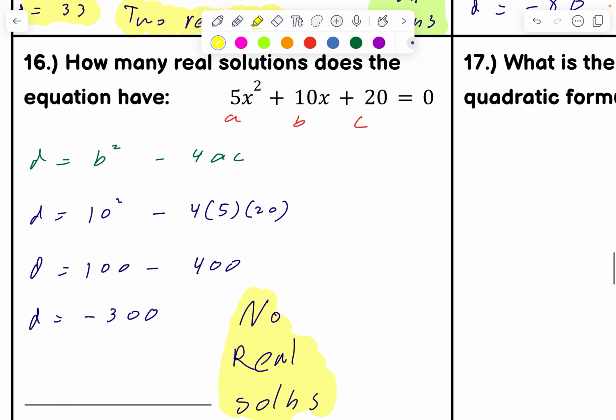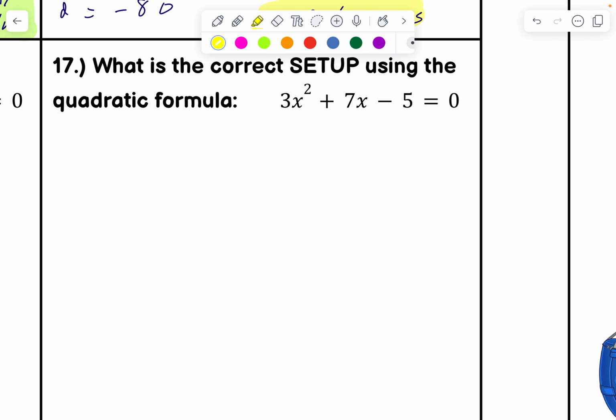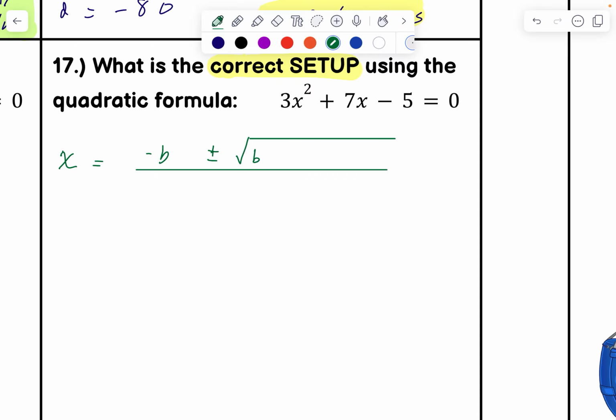That was 16. Let's go to 17 now. What is the correct setup using the quadratic formula? Guys, make sure you're reading their directions carefully. I don't want you to head off into a problem and do every single step. We really only want the correct setup. What we're going to need in order to set up is you have to remember the entirety of the quadratic formula. Let's get that written down. We're going to have x equals, and it's a really good idea to write this down a couple times just to make sure you really have it memorized. Negative b plus or minus the square root of b squared minus 4ac.